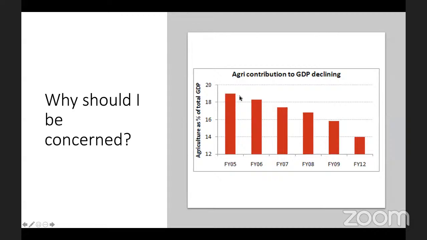And from that point, it has been declining to just 14% in financial year 2012. And just imagine, we have only the data until financial year 2012 on the online websites. We may have data for later years also, but just imagine the rate is declining. What will be the future of agriculture in a country like India, where we started with only agriculture? So you and me should be concerned about this.